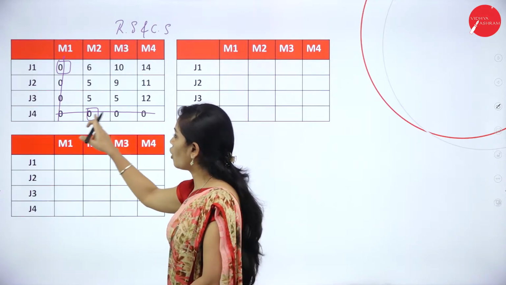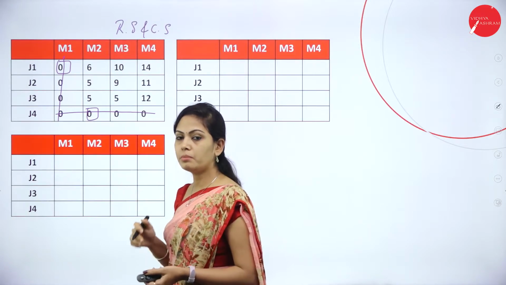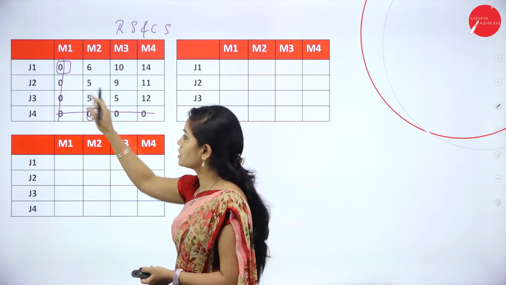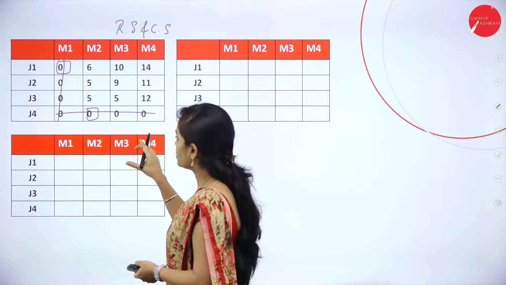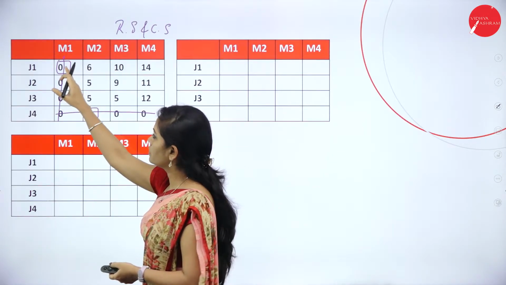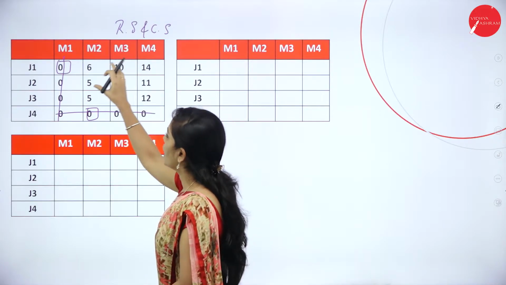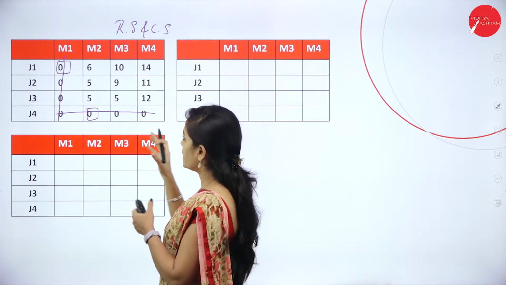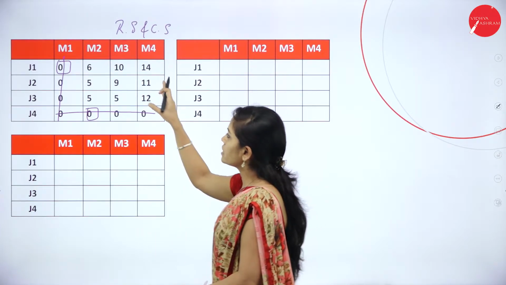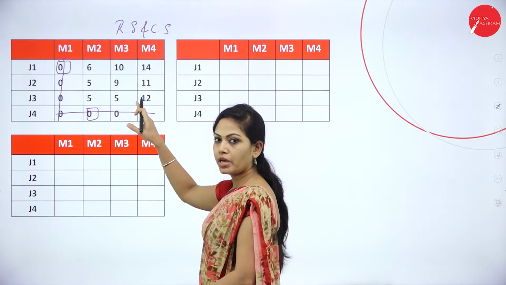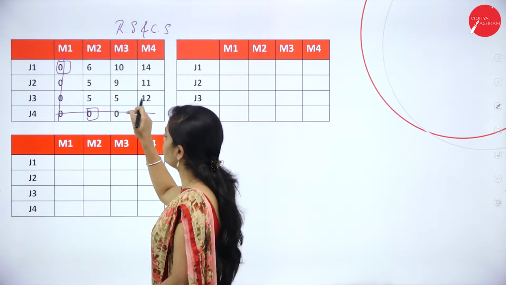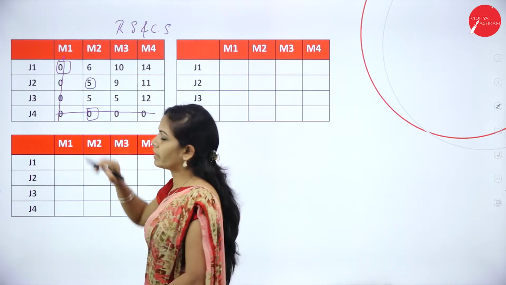Here I have covered all the zeros by using the minimum number of horizontal and vertical lines. You just observe the deleted values. These are the deleted values and these are the undeleted values. In the next step, using these undeleted values, you can find the least value. So out of these undeleted values, the least value is 5, right?